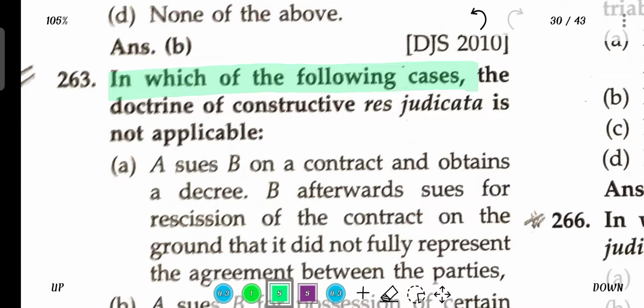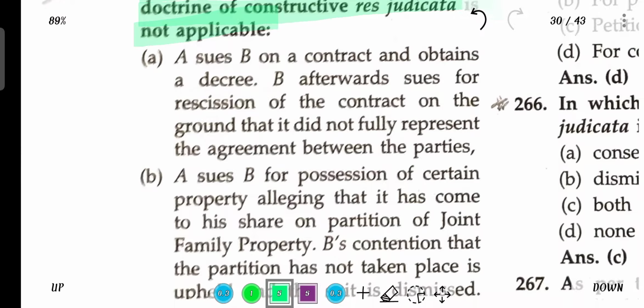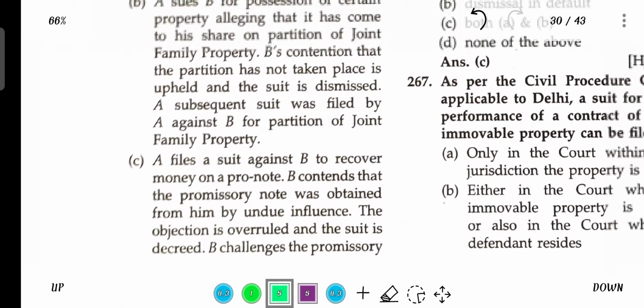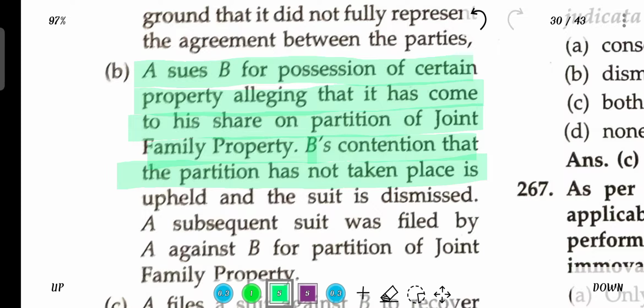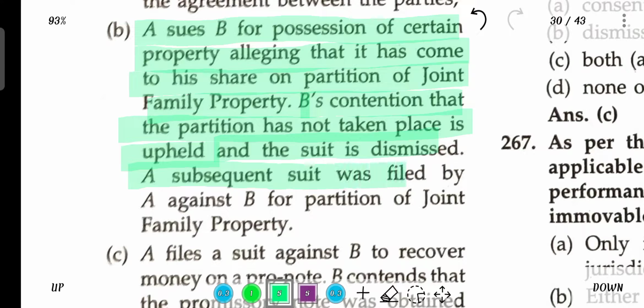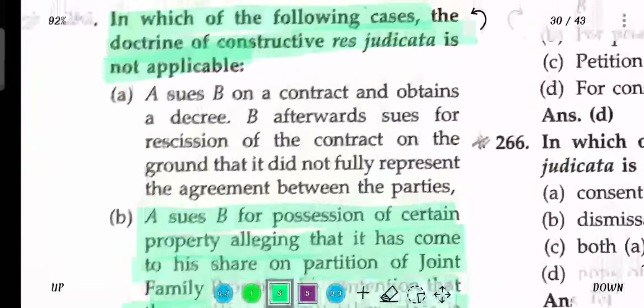In which of the following cases is the doctrine of res judicata not applicable? A sues for the possession of certain property alleging that it came to his share on the partition of joint family property. B contends that the partition has not taken place, and the suit is dismissed. A subsequently files a suit against B for the partition of joint family property. This is not res judicata. Which one is res judicata?